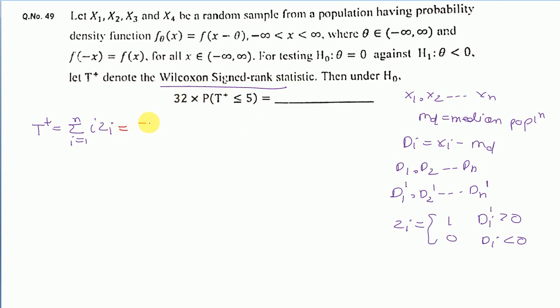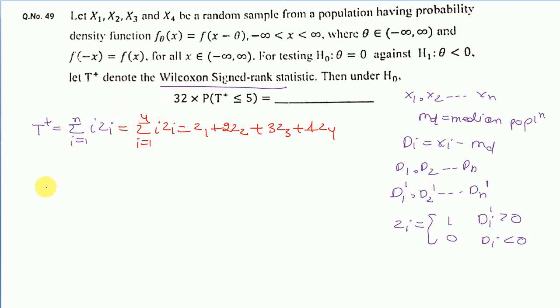So in our question we will calculate T plus, the sum from i equals 1 to 4 of i times Zi, that is Z1 plus 2Z2 plus 3Z3 plus 4Z4. Now for finding this particular probability, T plus less than or equal to 5, we must form a table. Without forming that table, we cannot solve this question. And that formation is very easy.